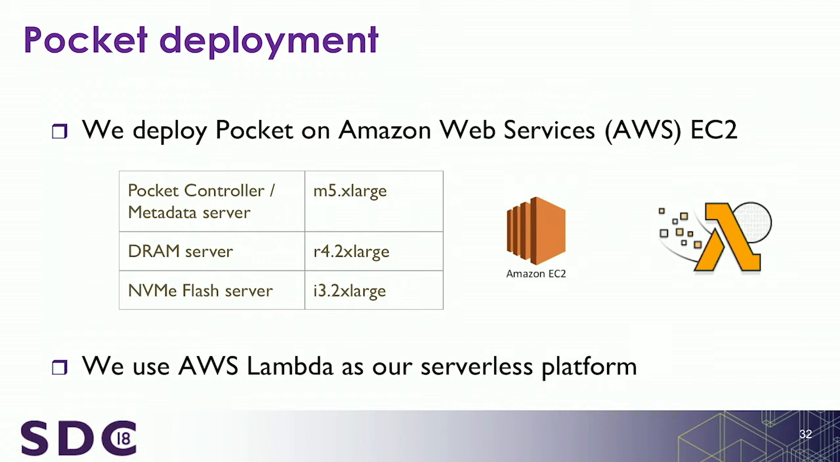So Pocket is a system that we envision a cloud provider managing and providing. But in order to evaluate and implement Pocket, we deploy it on EC2 nodes in Amazon. And here are the few types that we use for different storage tiers and Pocket type nodes. And then we're using Amazon Lambda as our serverless platform. And the applications we use are the distributed compilation, MapReduce sort, and video analytics, which you saw earlier in this talk.